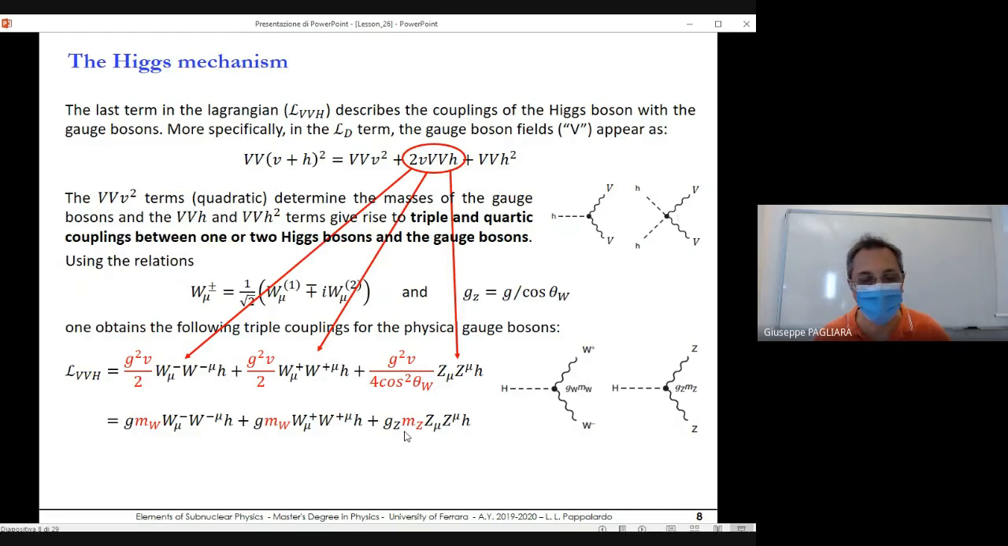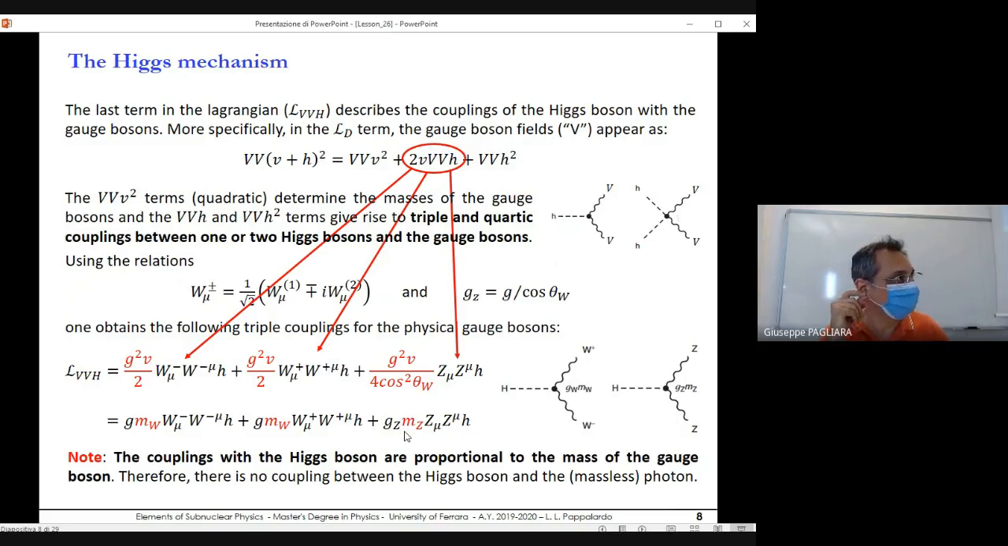So the important message here, the thing that you have to remember, is that the coupling of the gauge bosons with the Higgs field is proportional to their masses. The heavier the boson, the more intense is the interaction with the Higgs field. The lighter the boson, the less intense the interaction. For the case of the photon, there is no mass, and so there is no interaction at all with the Higgs field.